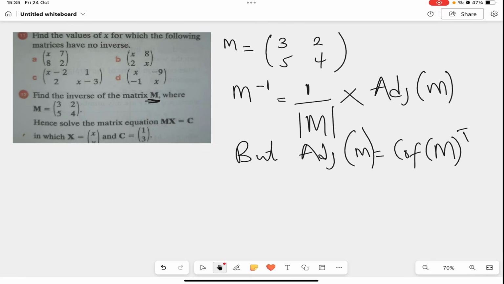For the determinant, you multiply this and this, multiply, and subtract. When you do the first multiplication, you subtract the second multiplication. So for our determinant, we won't be taking time. We have our M.